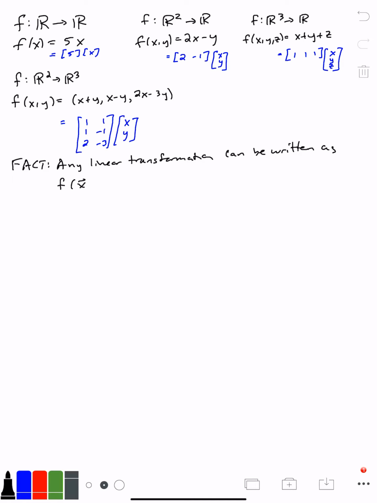F of x vector is some matrix A times the x vector. And so this shows us, again, I'm not proving this, but this shows us that once we learn everything there is to know about matrices, we will know everything there is to know about linear transformations. They go hand in hand. And quite often, we're going to try to study the function using the matrix, or we're going to try to study the matrix using the function.